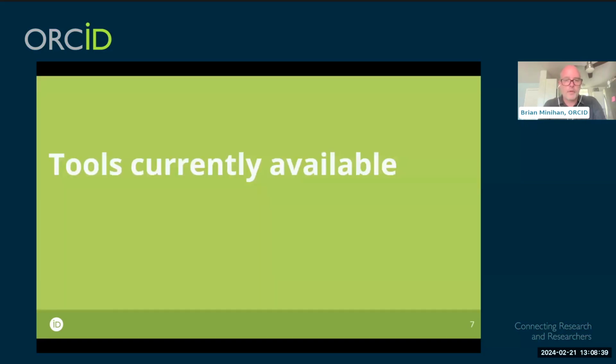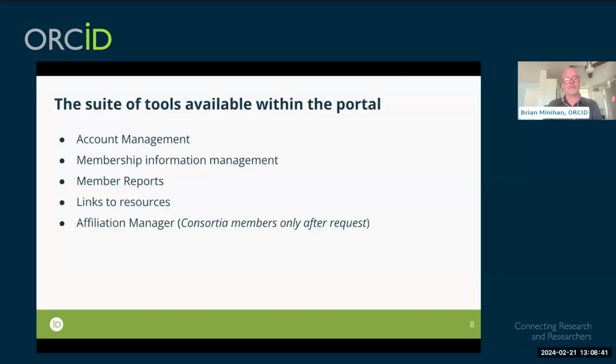All right. So what we have now. Account management means the account for you, the member university or funding agency or publisher or what you have. You can also manage, if you're a consortia lead, a little bit about your members there. As I said, most valuable, I think, is the reports. So this is the details of how your organization connects to ORCID.